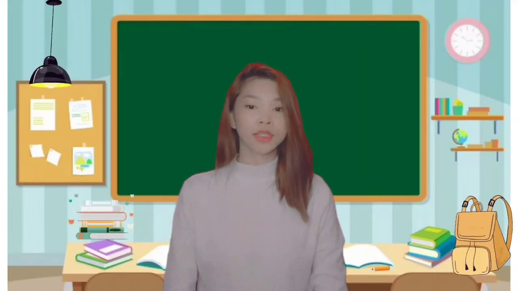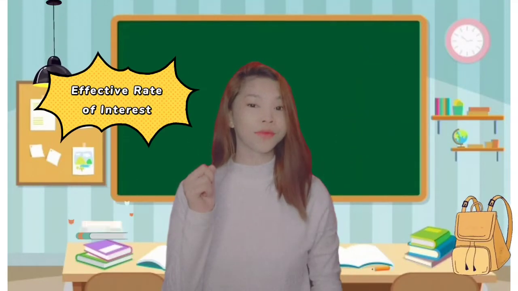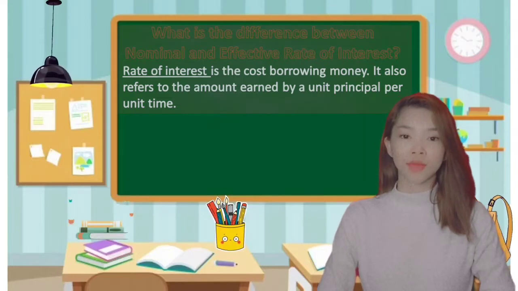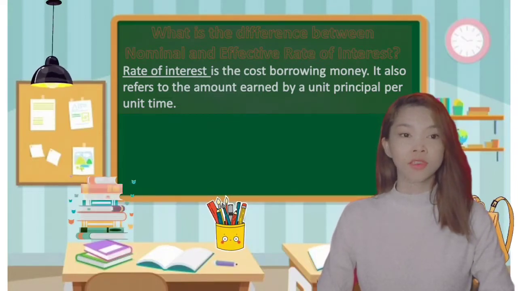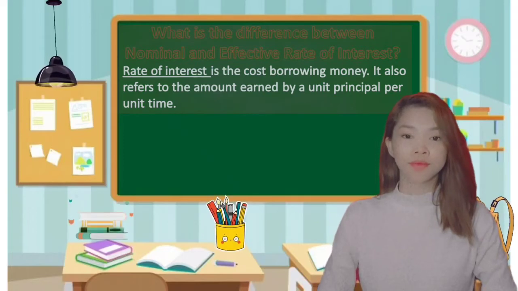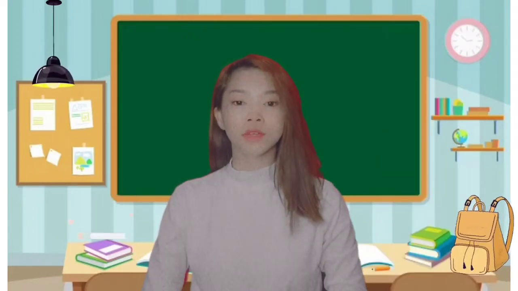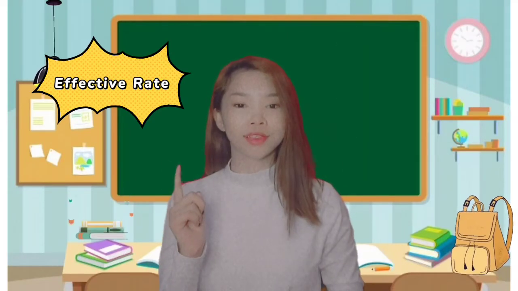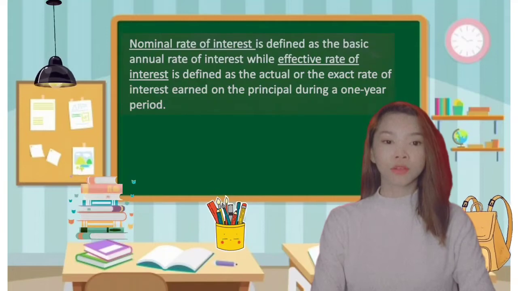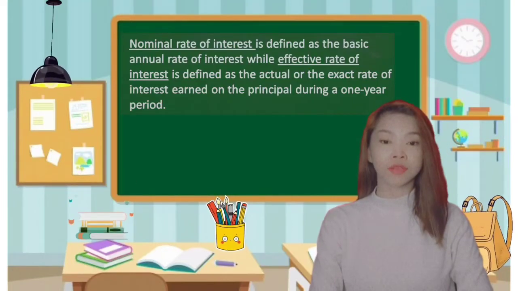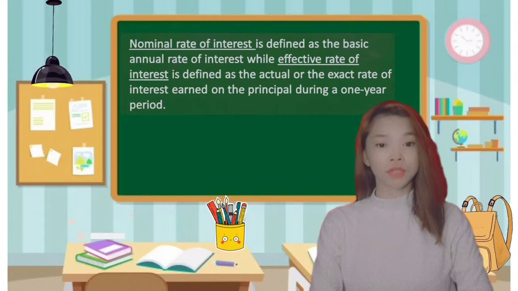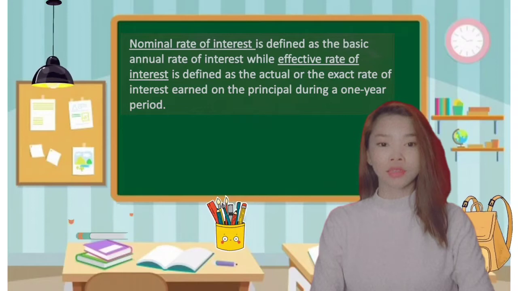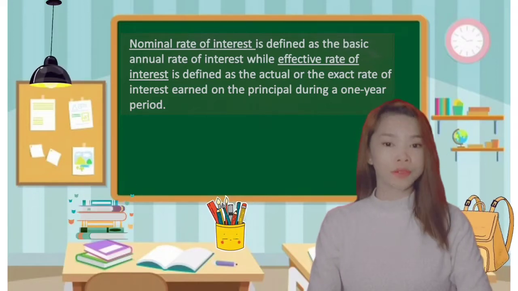What is the difference between the nominal and effective rate of interest? Rate of interest is the cost of borrowing money. It also refers to the amount earned by a unit of principal per unit of time. There are two types of rate of interest, namely the nominal rate and the effective rate of interest. Nominal rate of interest is defined as the basic annual rate of interest, while effective rate of interest is defined as the actual or exact rate of interest earned by the principal during a 1 year period.